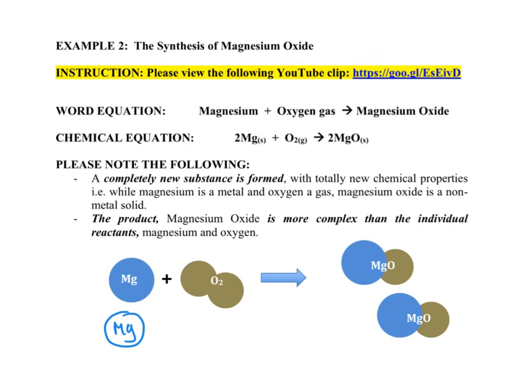So, we have now come to the end of this video on synthesis reactions. So, what is a synthesis reaction? It's a reaction which produces a product which has a more complex structure than what the initial reactants had. In the next video, we are going to look at a different type of reaction, namely decomposition reactions.